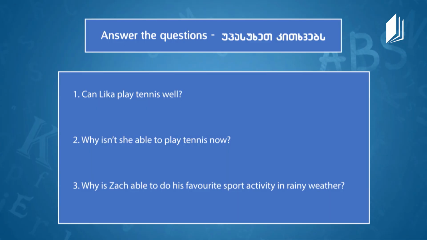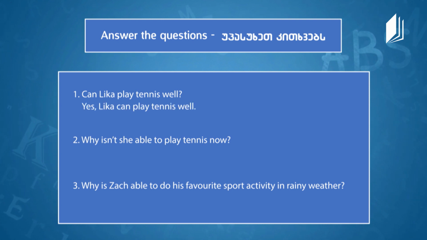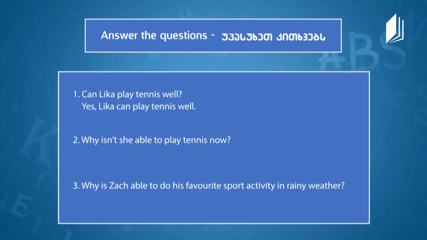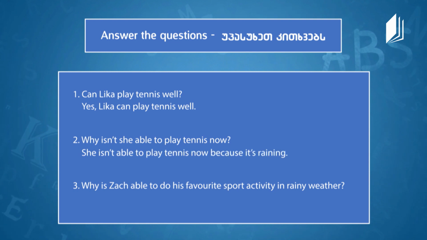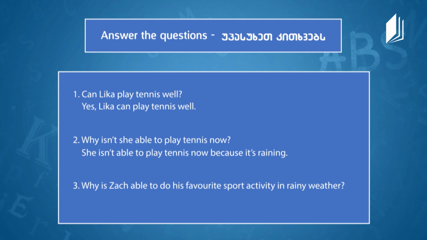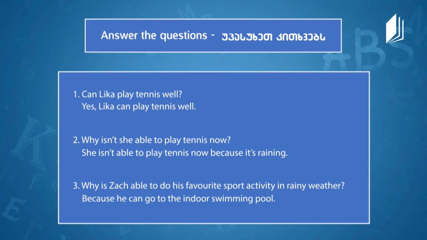So, number 1, can Lika play tennis well? What do you remember from the text? Oh, that's right. It's yes, Lika can play tennis well. And number 2, why isn't she able to play tennis now? Do you remember why? That's totally right. She isn't able to play tennis now because it's raining. And the next one, why is Zach able to do his favorite sport activity in rainy weather? Yes, just think about the answer. Good, because he can go to the indoor swimming pool.